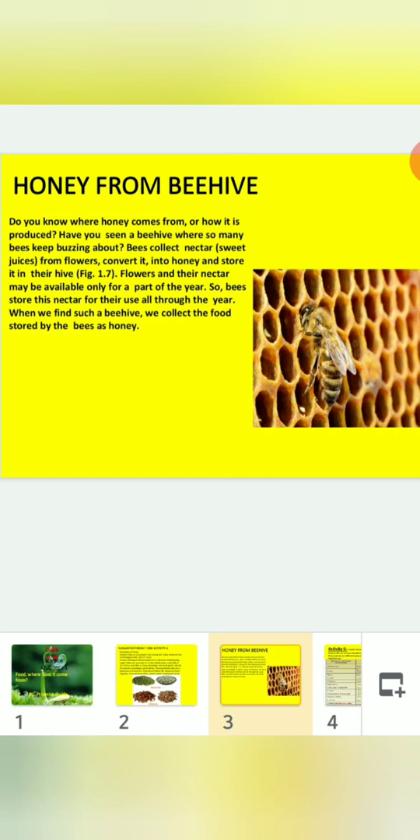Flowers and their nectar may be available only for a part of the year. So bees store this nectar for their use all through the year. When we find such a beehive, we collect the food stored by the bees as honey. Now, next a video will be played for you to understand the working of honeybees in a beehive, how they work and collect honey.